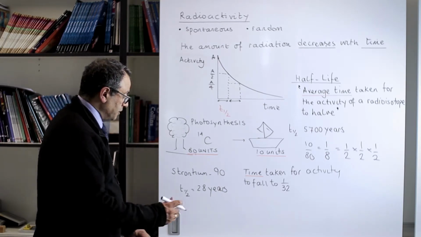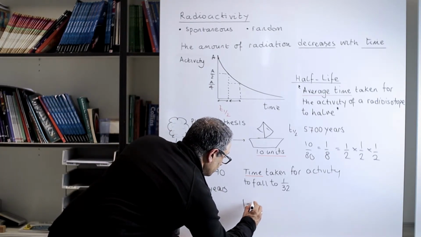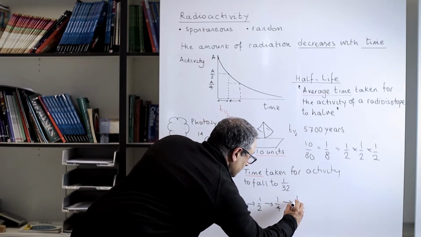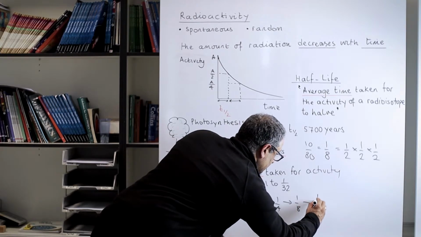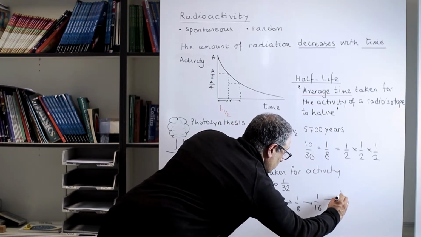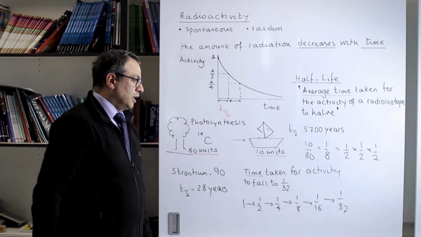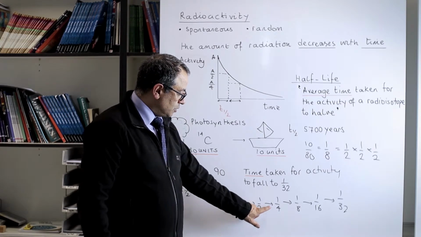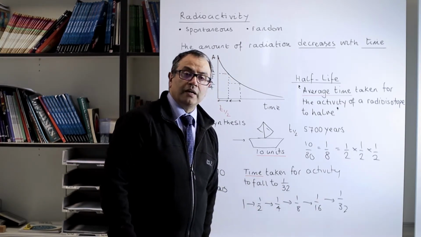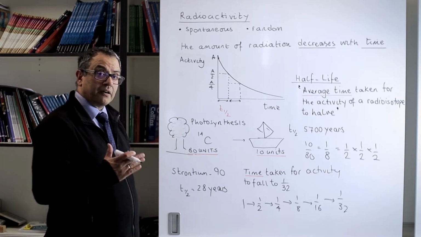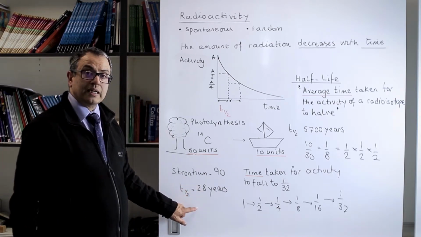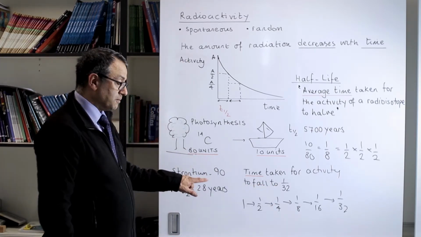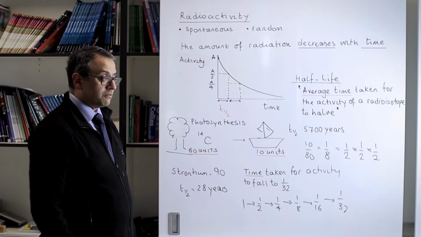Now, to get to 1/32, start with a whole, you have to end up with a half, then a quarter, then an eighth, then a 16th, and then 1/32. Probably a good idea to present it like this because you can then just count the arrows. 1, 2, 3, 4, 5. The radiation halved 5 times. The half-life is 28 years, so the time it would take to get to this fraction is 5 times 28, i.e. 140 years.